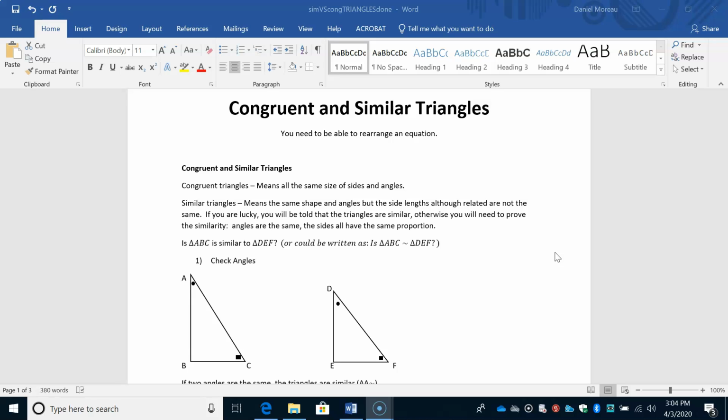If you are lucky, you will be told the triangles are similar. Otherwise, you will need to prove the similarity. Angles are the same, the sides all have the same proportion. Unfortunately, you probably will not be lucky, and you'll have to check it.